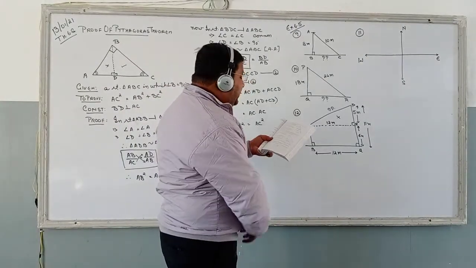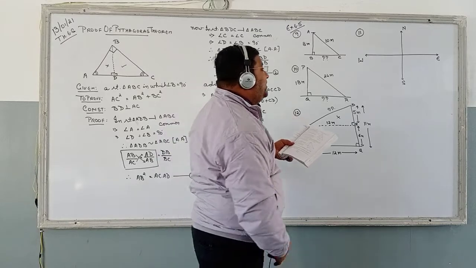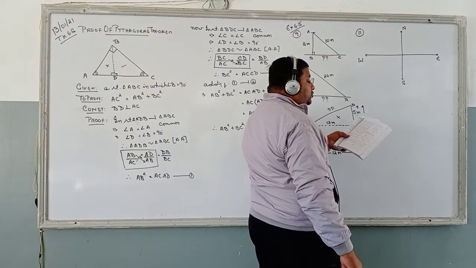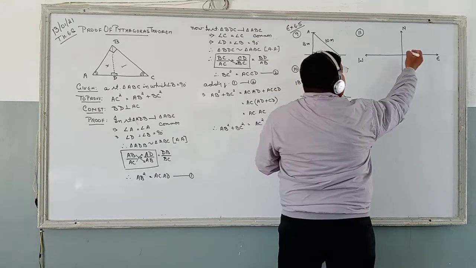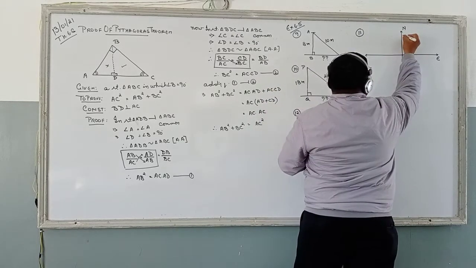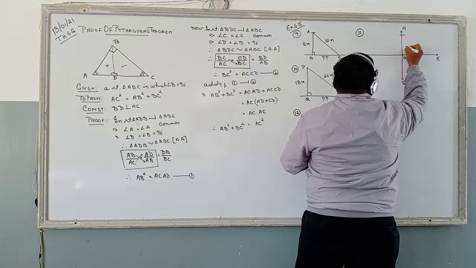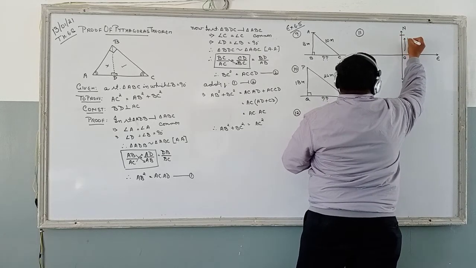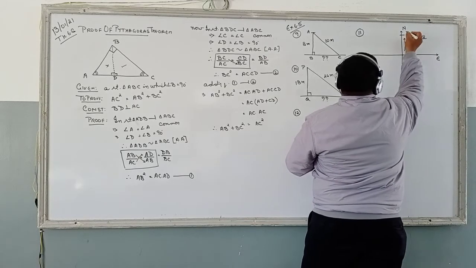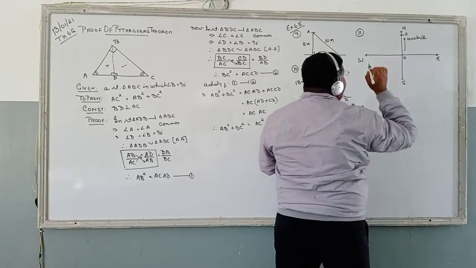The question says, read it carefully. An aeroplane leaves an airport and flies due north at a speed of 1000 kilometers per hour. Say this is the airport at O, and an aeroplane is going in this direction, no other direction, at 1000 kilometers per hour, and reaches this point A.